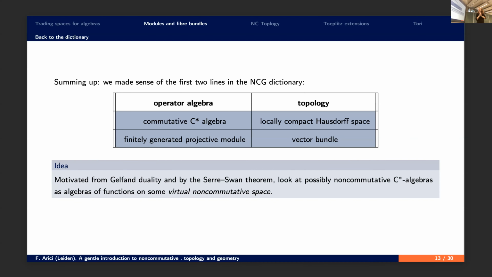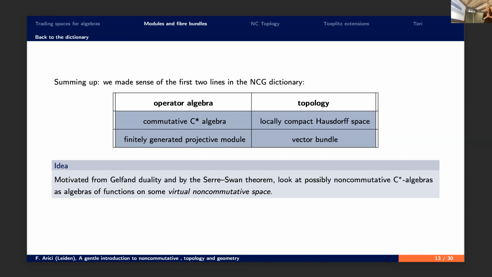Okay. So somehow summing up this first part of the talk, we kind of made sense of the first two lines that I presented. So there is a correspondence between the operator algebraic concept of a commutative C-star algebra and the topological concept of a locally compact Hausdorff space. And if you restrict to the unital case, finitely generated projective modules really correspond, in an equivalence of categories way, to vector bundles over compact topological spaces.